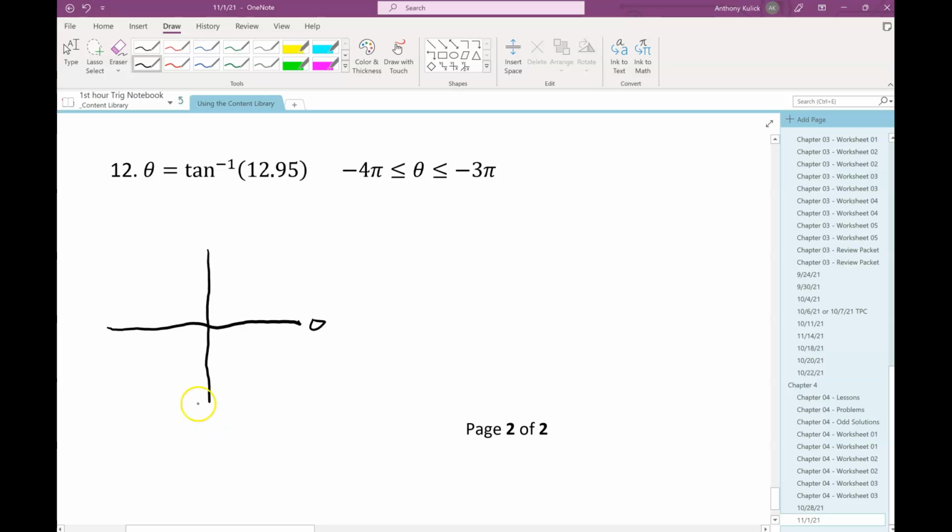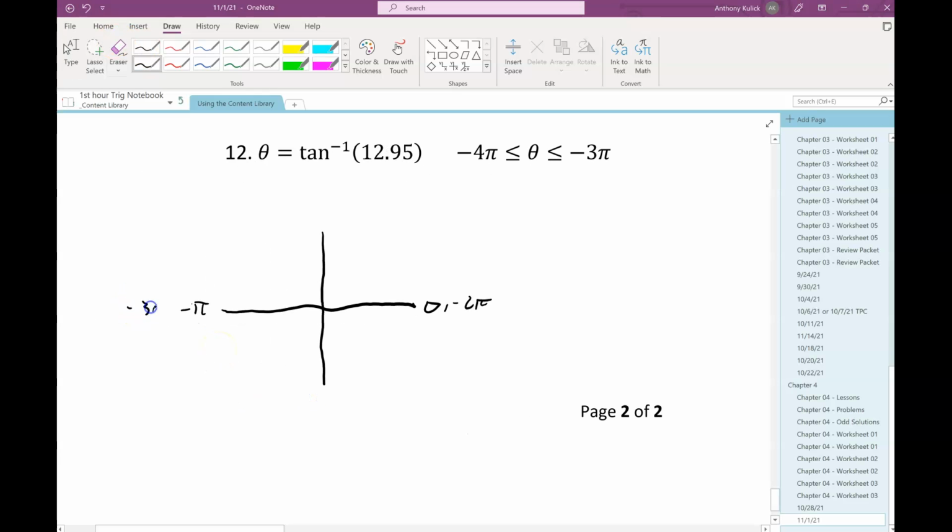So 0, negative pi over 2, negative pi, negative 3 pi over 2, negative 2 pi, negative 5 pi over 2, negative 3 pi, negative 7 pi over 2, negative 4 pi. So we're looking at quadrants 1 and 2. And then where is tangent positive between quadrants 1 and 2? Quadrant 1, right? Using All Silly Turtles Crawl.